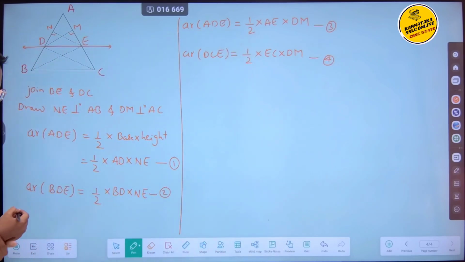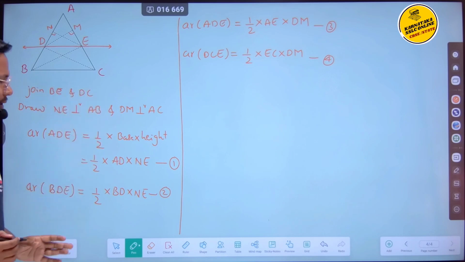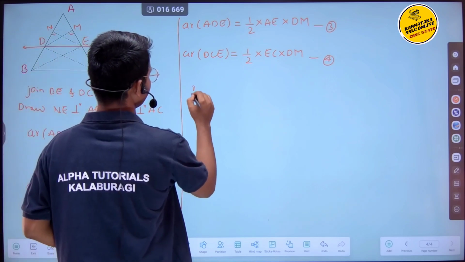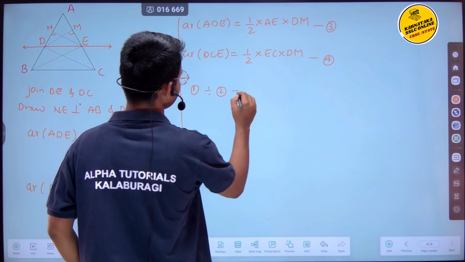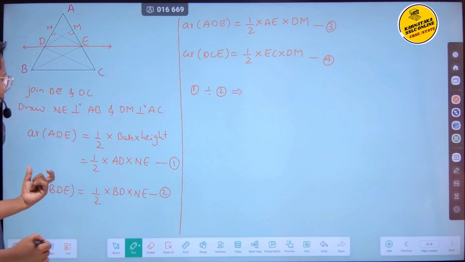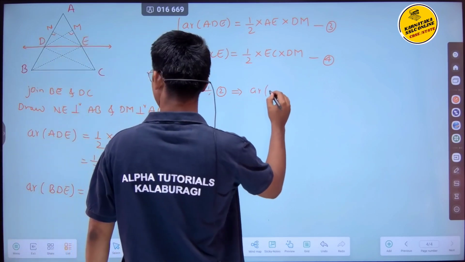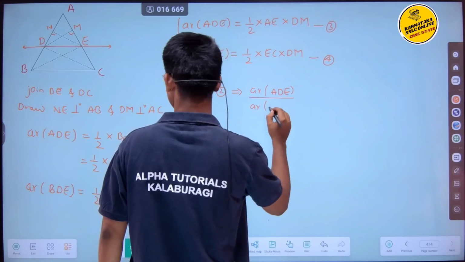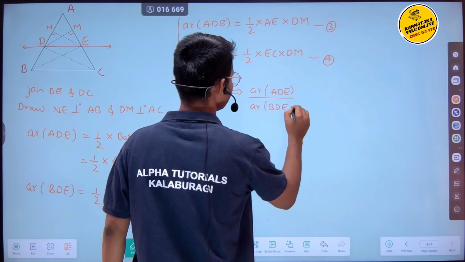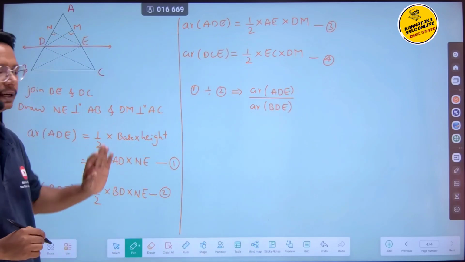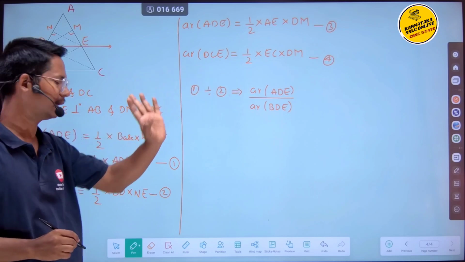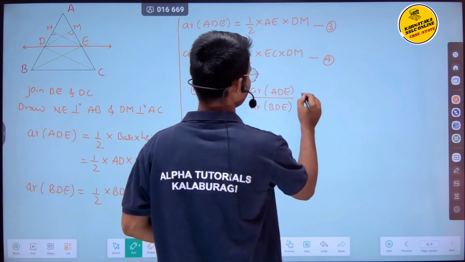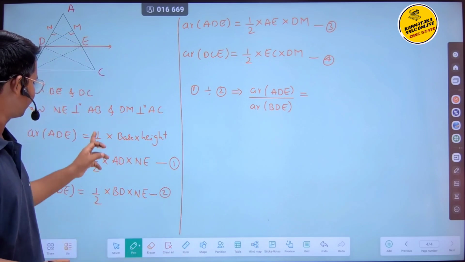Now to get the result, you have to divide the ratios, you have to divide these areas. So I'll divide equation 1 by 2. On the left hand side it is area of triangle ADE divided by area of triangle BDE. No need to use the triangle symbol; this is a way of representing area of a triangle. Just write the triangle name. That is the left hand side. Tell me, on the right hand side, after writing, half and half get cancelled.